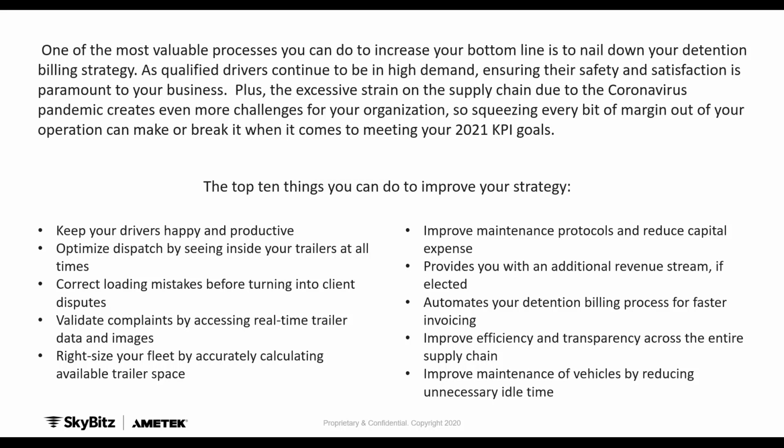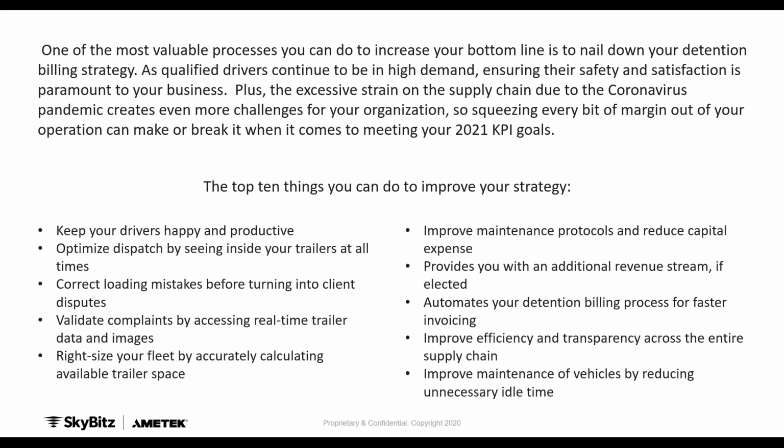So what are the top 10 things you can do to improve your strategy? Well, keep your drivers happy and productive. Drivers are key. Drivers are essential. Optimize dispatch by seeing inside your trailers at all times. Correct loading mistakes before they turn into client disputes. Validate complaints by accessing real-time trailer data and images. Right-size your fleet by accurately calculating available trailer space. Improve maintenance protocols and reduce capital expense.